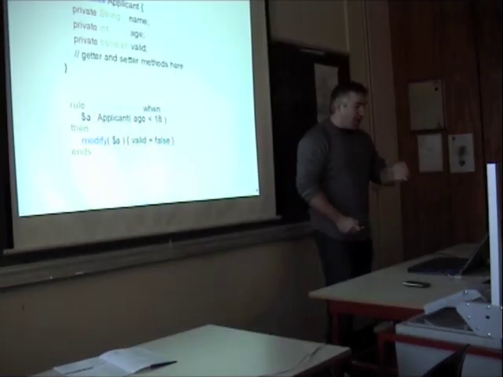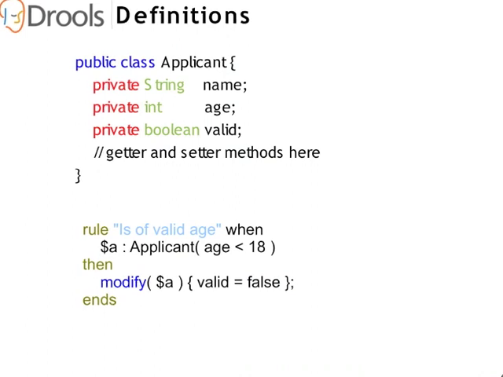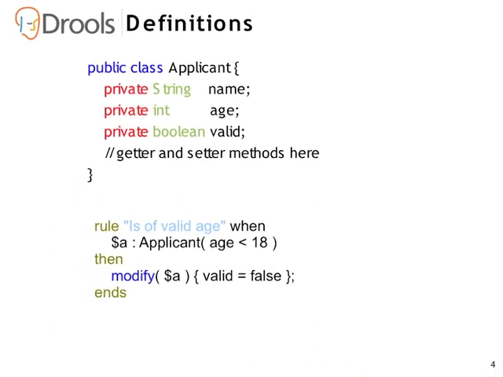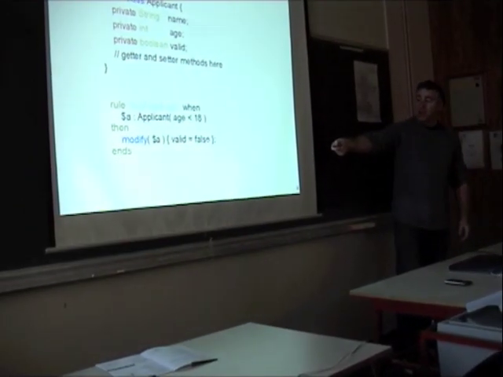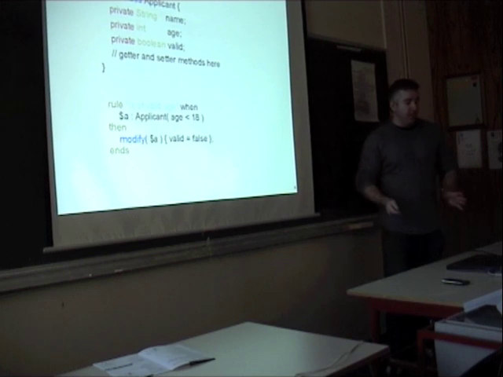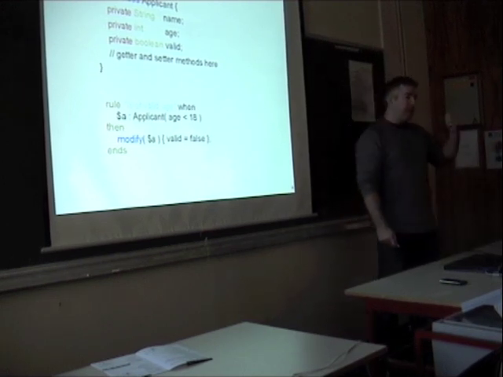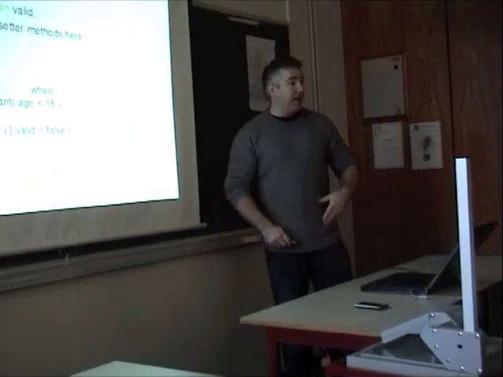Right, so let's start with the class. Applicant, everyone should understand what it is. I haven't put the getters and setters in there. We have a rule, is of valid age. It's simply saying when the applicant has an age of less than 18, then we set valid equals false. Very simple, everyone should understand it. So rules are of that form. When something is matched, when we recognize a set of data, we can execute on that.